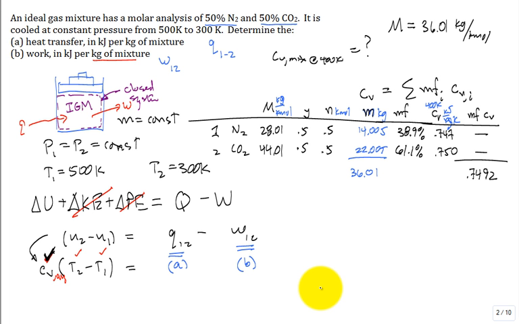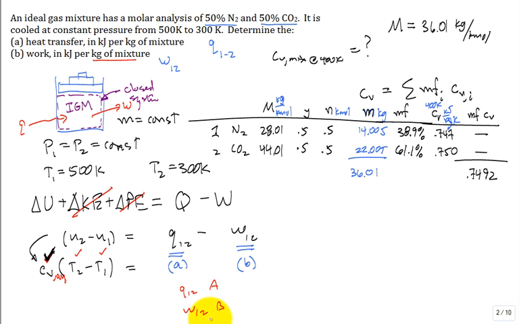Q1 to 2 or work 1 to 2? Let's vote. Should I try to find Q1 to 2, another equation to find that, answer A, or work 1 to 2, answer B? Which direction do you recommend that we go? You see what I'm asking?